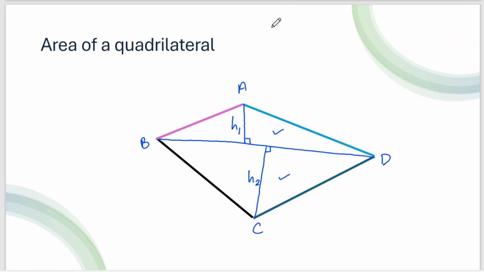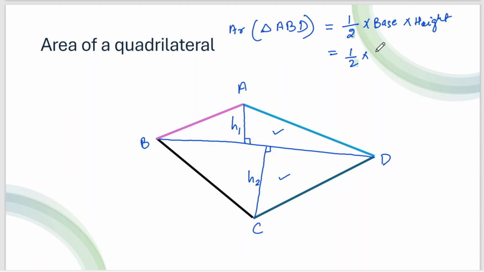If I find the area of triangle ABD, we know that if we know the base and the height of any triangle, we can use the formula half into base into height. What is the base here? The base is BD. So it is half into BD into height. What is the height? The height is H1.